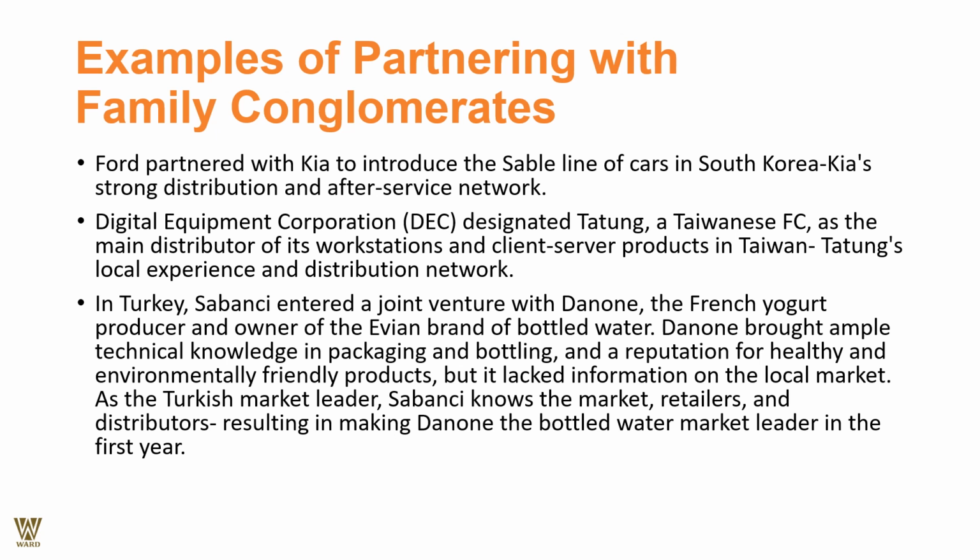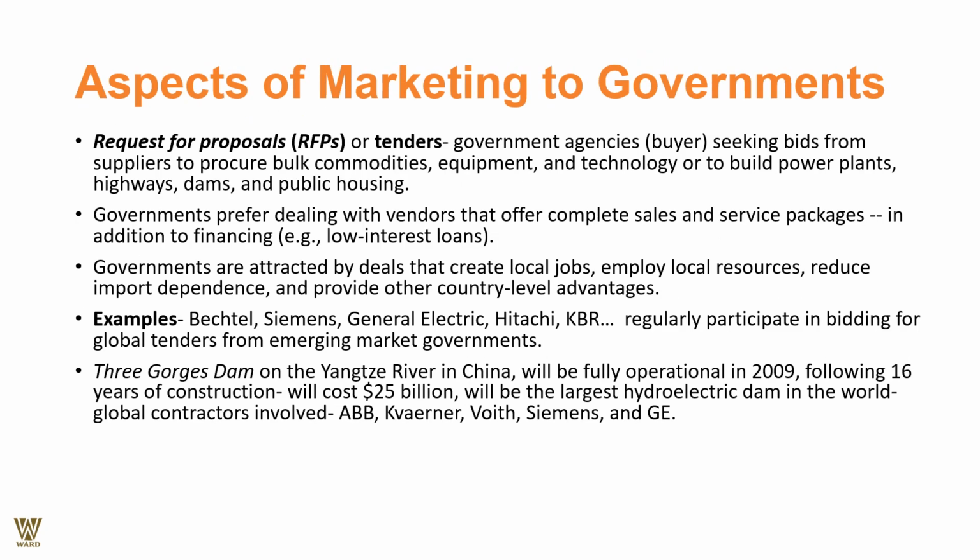In Turkey, Sabanci entered a joint venture with Danone, the French yogurt company, the producers and owners of Evian brand of bottled water. Danone brought ample technical know-how in packaging and bottling, and a reputation of a healthy and environment-friendly product, but it lacked information of the local market. As a Turkish market leader, Sabanci knows the market, retailers and distributors, making Danone's bottled water a market leader in the very first year itself.